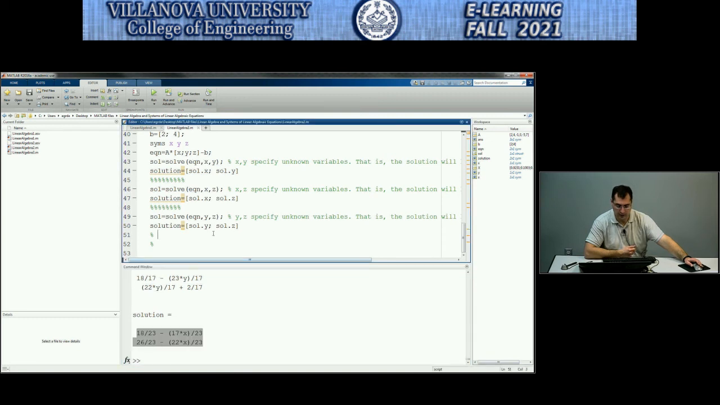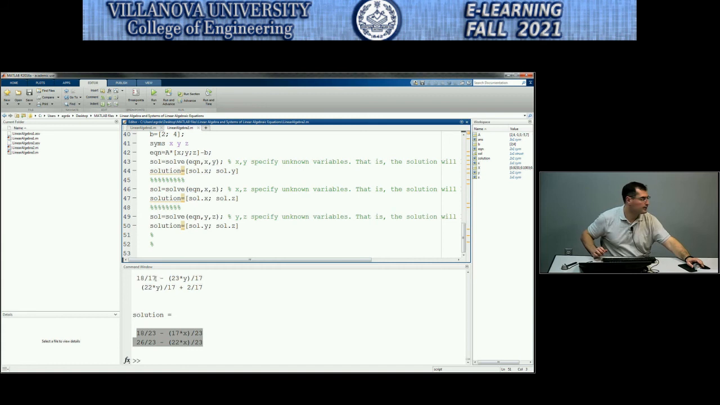So this is the advantage of the command called solve, which means that it first attempts to solve symbolically. If the number of equations is the same as the number of unknowns, so you have a square matrix A, in that case it has no choice but to find a numerical solution. But at first, by default, it will attempt to solve the system symbolically.